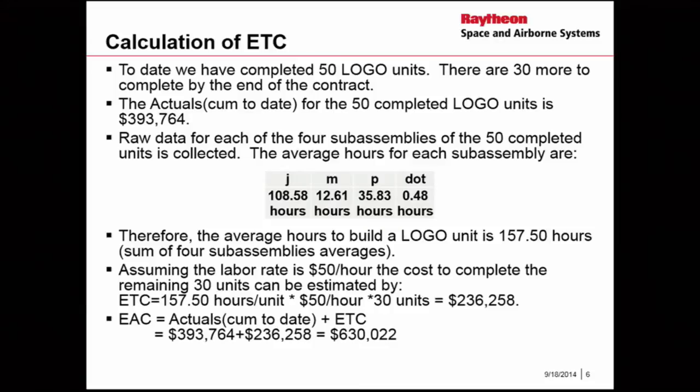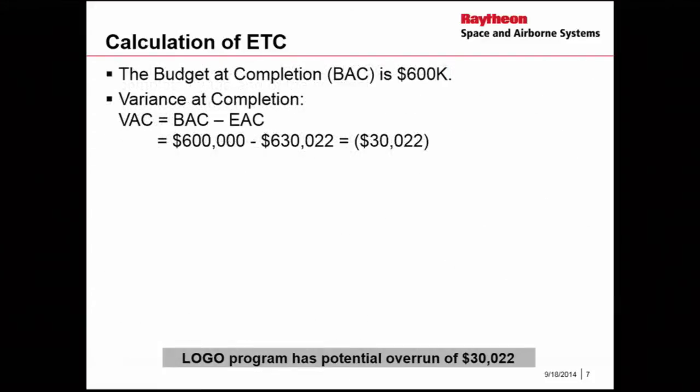So now I've got my actuals to date, I've got my estimate to completion for the 30 units I need to complete, so I can calculate my estimate at completion by just summing those 2 numbers, and I get $630,000. Then I can compare that to my budget. So for this example, my budget at completion is $600,000. I calculated my estimate at completion of $630,000, so I have a potential overrun of this program of $30,000.